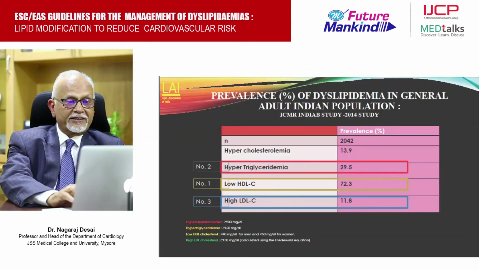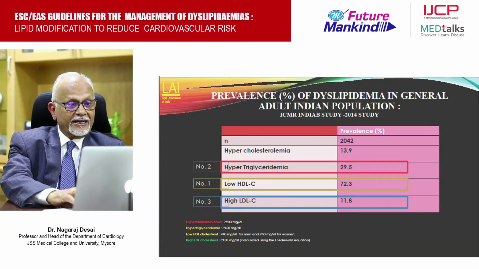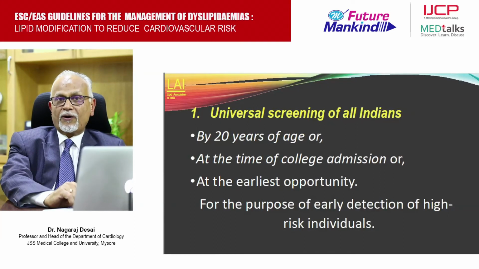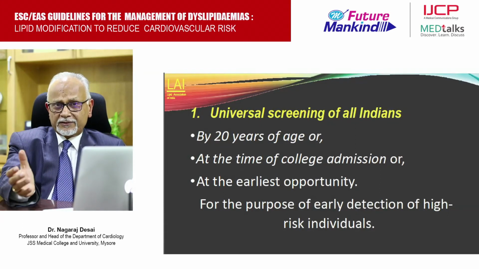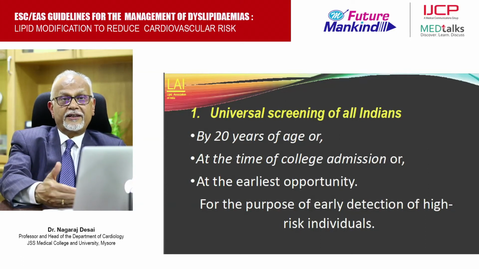If you take a look at this particular slide, where is the ICMR INDIAB study, wherein 2,000 patients were examined, you can see clearly that number 1 was low levels of HDL cholesterol, number 2 was hypertriglyceridemia, and number 3 was LDL cholesterol, indicating that our lipid profile is slightly different. Still, universal screening of all Indians is necessary simply because the prevalence of these risk factors occurs at a lower level.